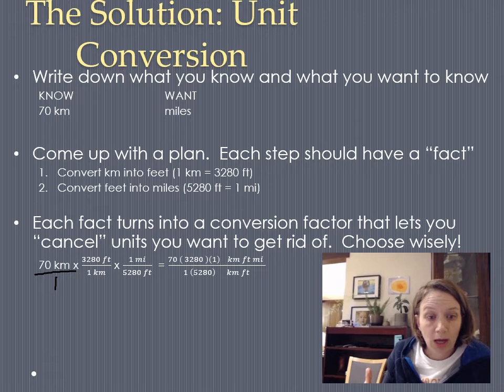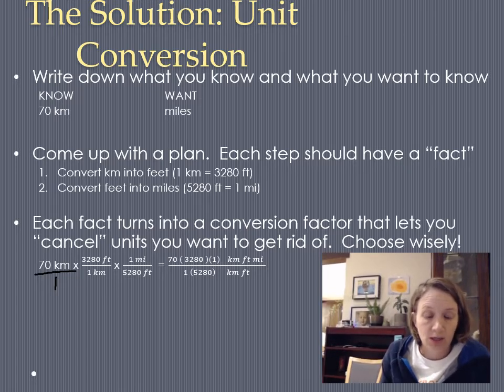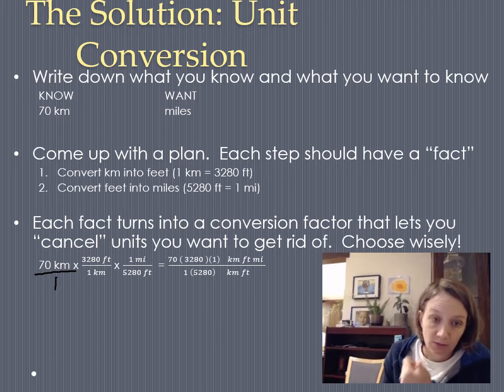So I'm going to multiply it by 1, but I'm going to choose a fancy value of 1. I'm going to choose one made out of the conversion factors that come from those facts above. The first thing I need to convert is from kilometers into feet. That's my first step. So I'm going to make a conversion factor out of my fact about kilometers to feet.